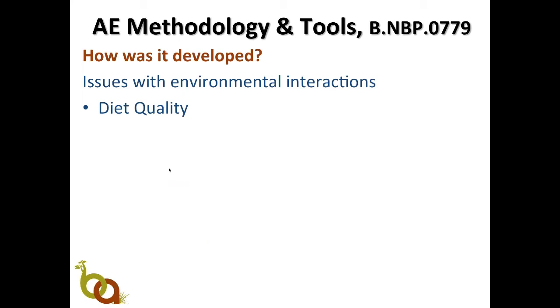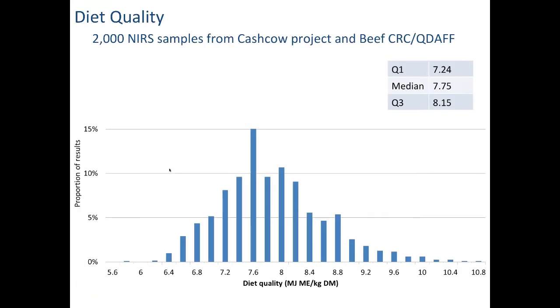So the issues with environmental interactions, diet quality, and also distance walked, which affects the energy required for activity by the animal. For diet quality, we were fortunate to be able to call on the Cash Cow project and also the Beef CRC, or Queensland DPI, or DAF as it is now, data from the CRC work and the Cash Cow work. There was over 2,000 NIRS samples from across Northern Australia, which we were able to get and use. We just wanted to have a look at what was the spread of diet quality across Northern Australia and how do we treat this factor which has an influence on the energy requirements of animals in developing this AE methodology.